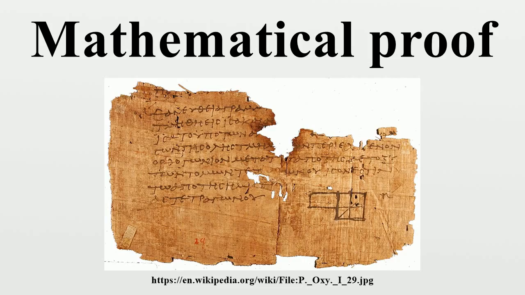Methods. Direct proof. In direct proof, the conclusion is established by logically combining the axioms, definitions, and earlier theorems. For example, direct proof can be used to establish that the sum of two even integers is always even.